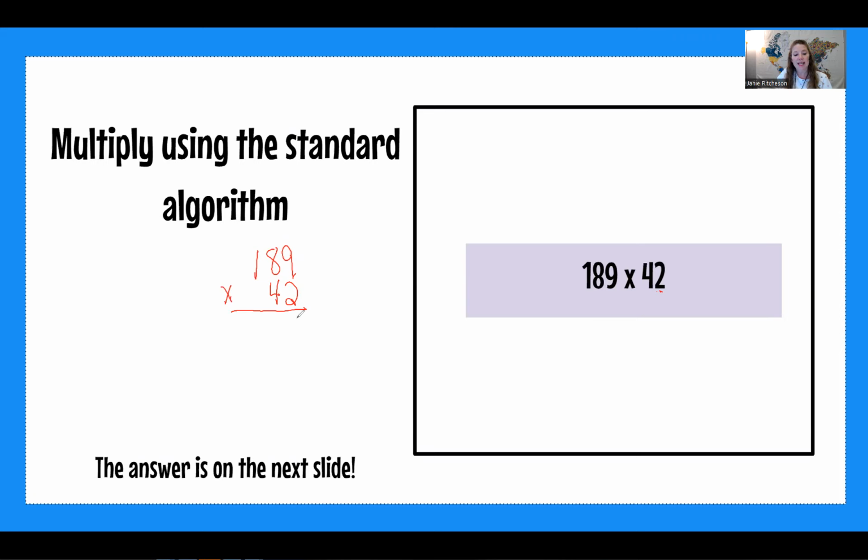2 times 9 is 18. Carry the 1. 2 times 8 is 16, plus 1 is 17. 2 times 1 is 2. 2 plus 1 is 3.